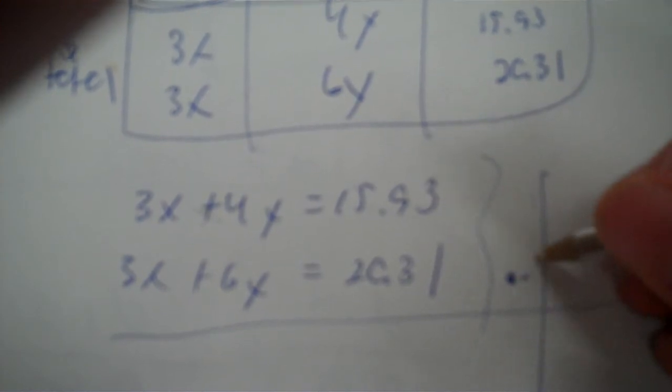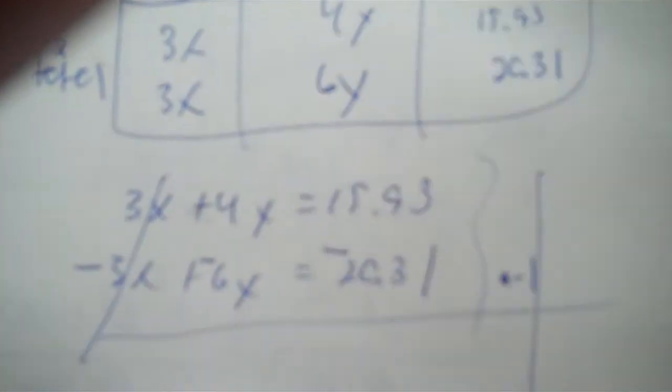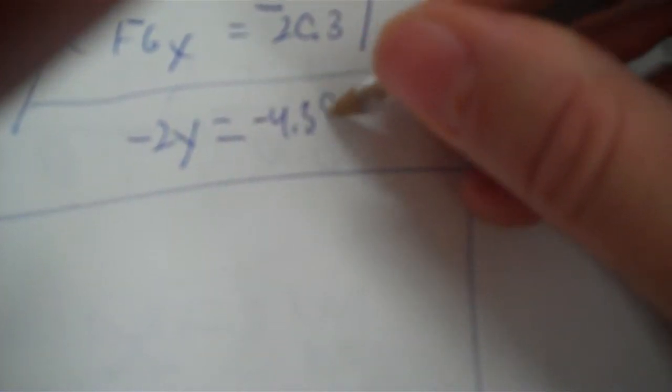And then we got 3X plus 6Y equals $20.31. Okay, we can add these, multiply by -1, because now those drop out. I don't need to multiply across the top and bottom, because they were already the same number. So -2y. So 15.93 plus -20.31 is -$4.38. So I get y equals 2.19.